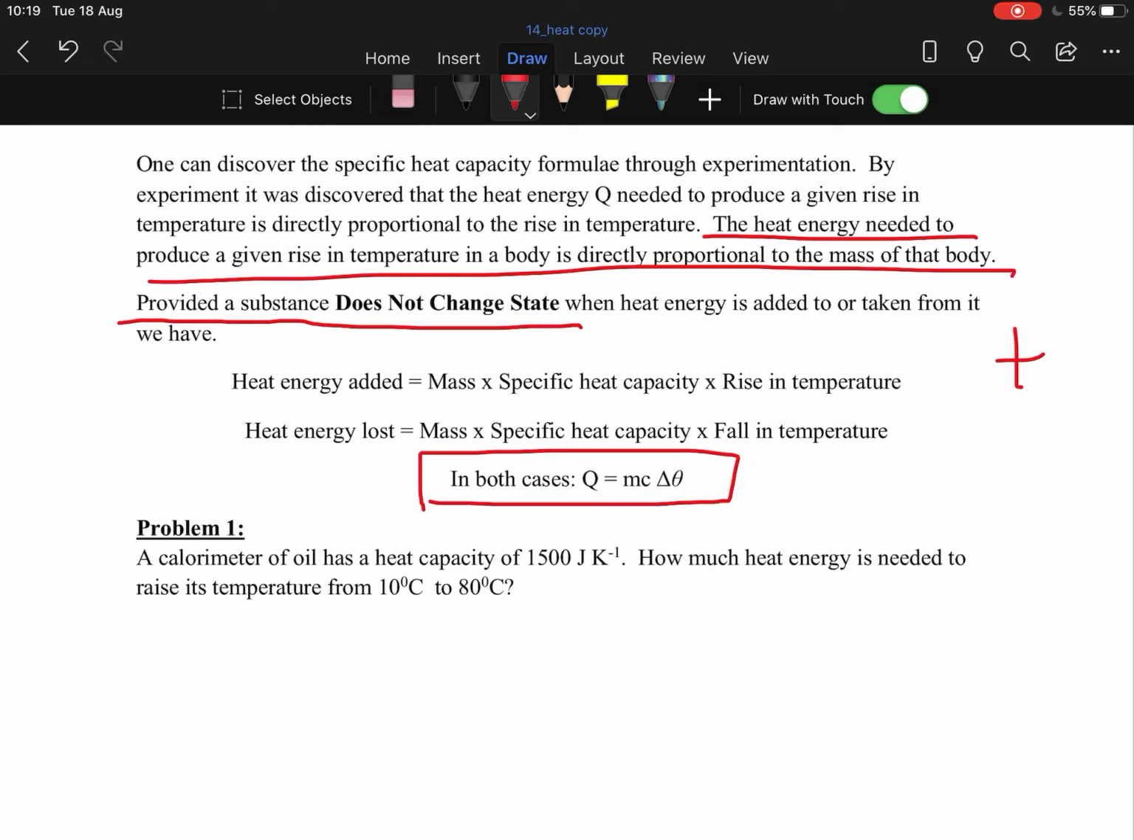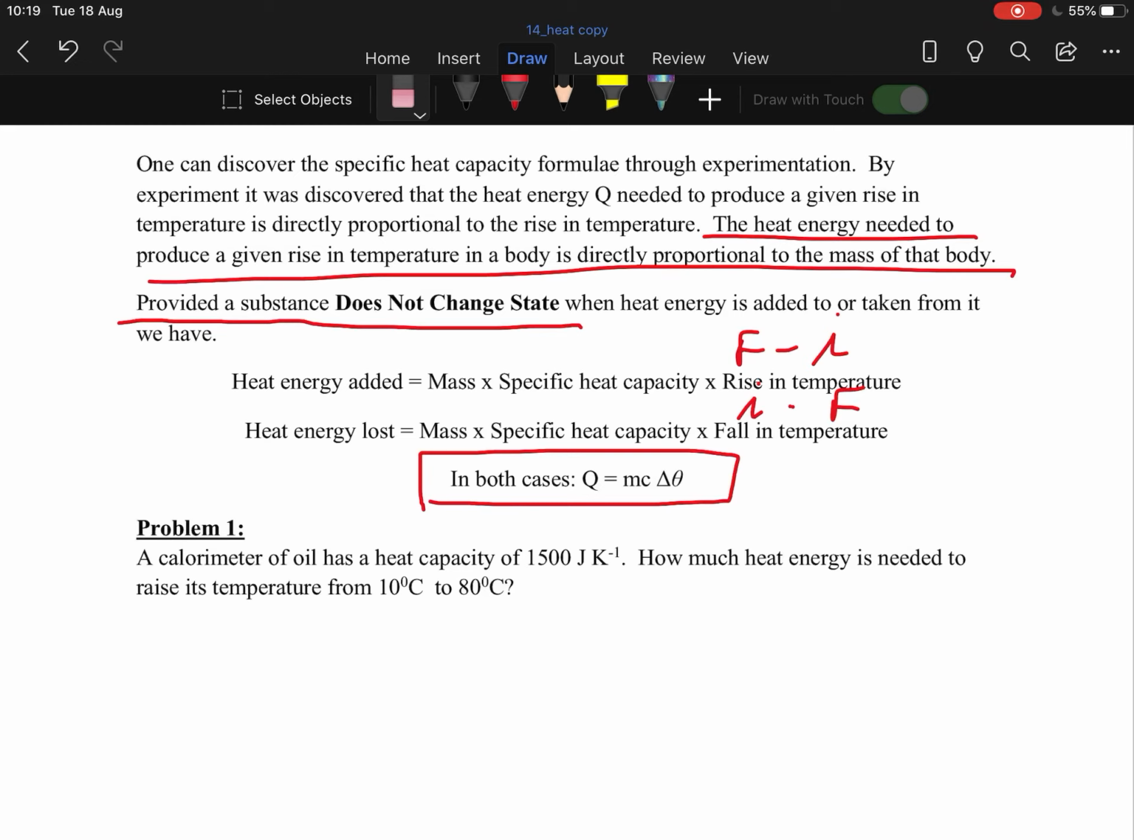So if it's a rise in temperature, I usually do final minus initial. If it's a fall, initial minus final, and you'll get your answer there, okay? General rule of thumb, it has to be a positive number there, okay?